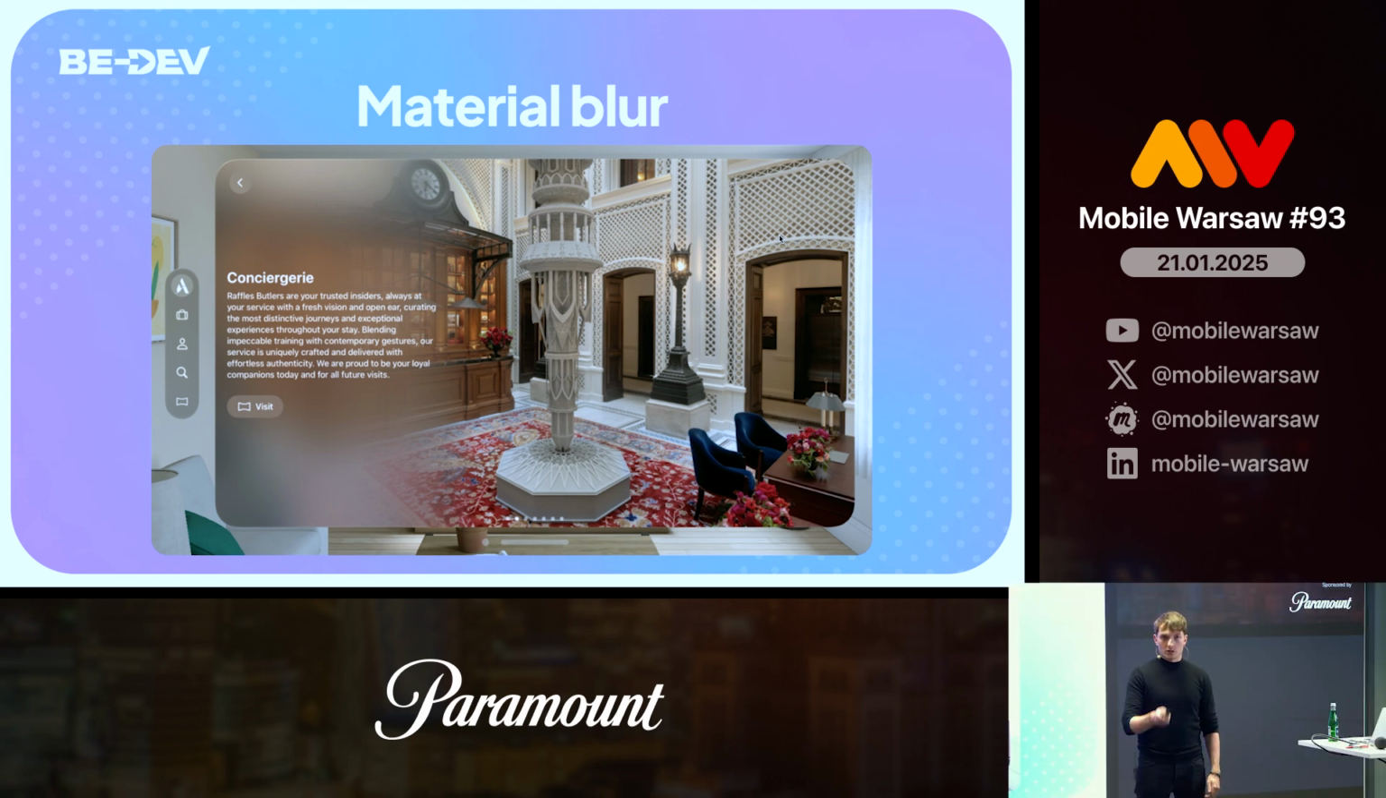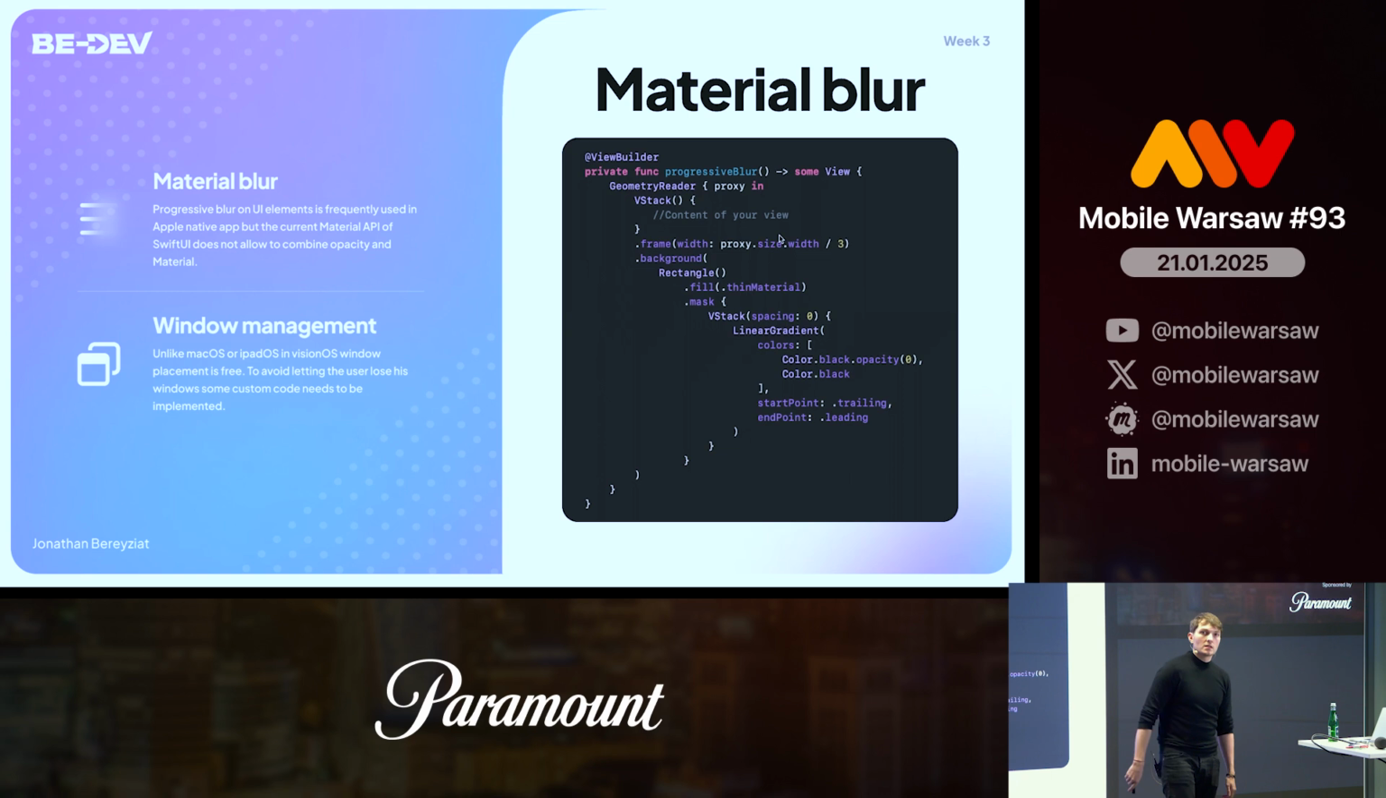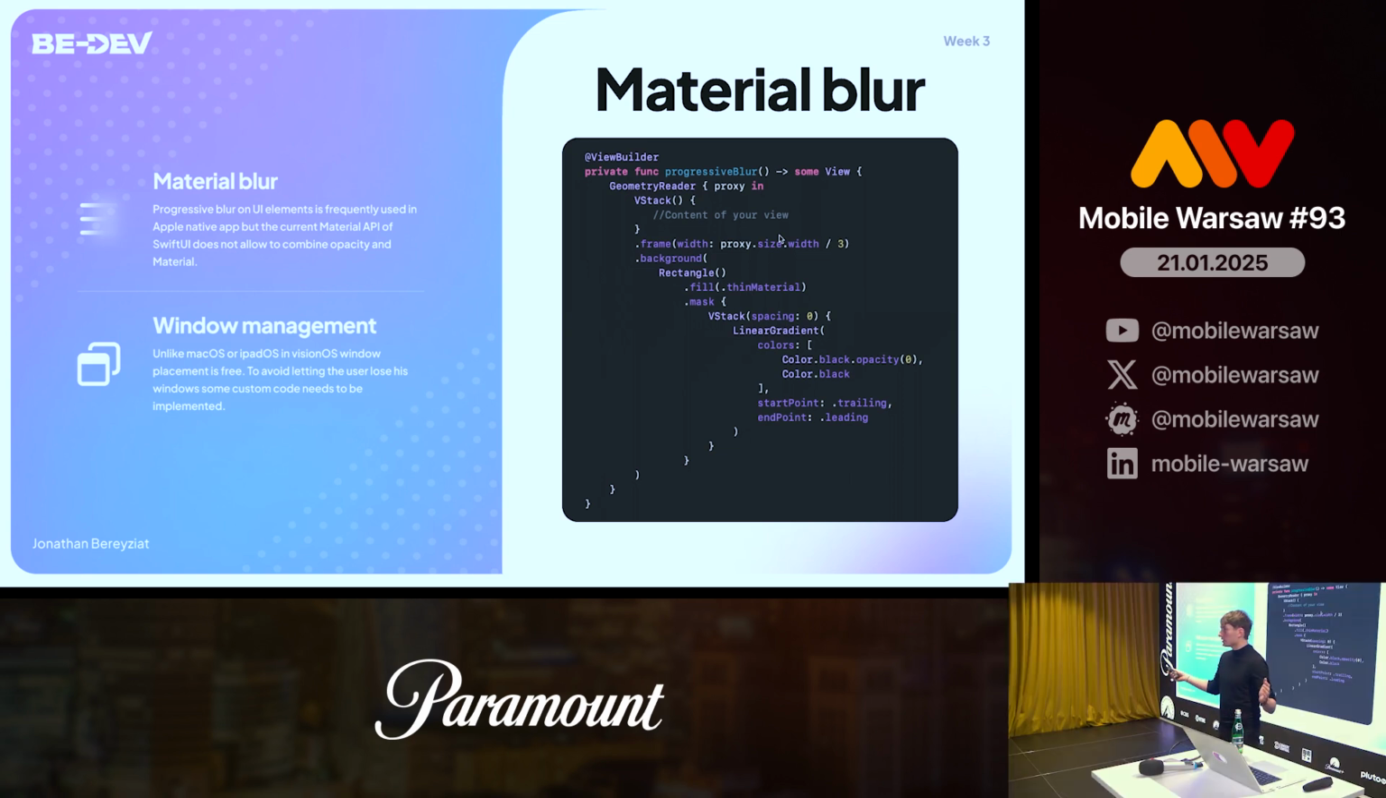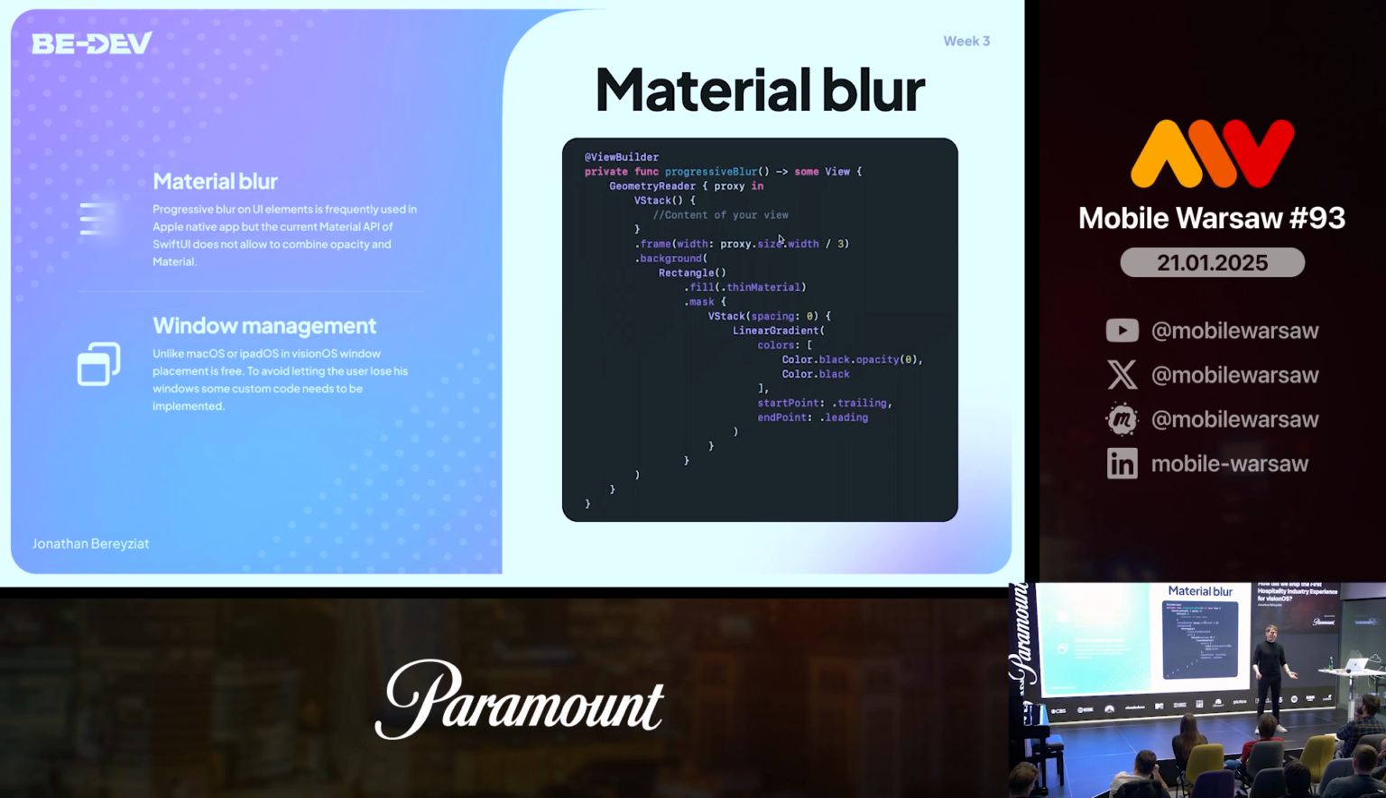So to achieve this effect, this is the code for the material blur. The approach that we took is basically to use a geometry reader that keeps track of the size of the screen, and we kept one third of the screen on the left as being fully displayed. The other key element here is that we're using a simple mask to mask the ultra thin material. Those lines of code don't take much time or reflection to come up with.